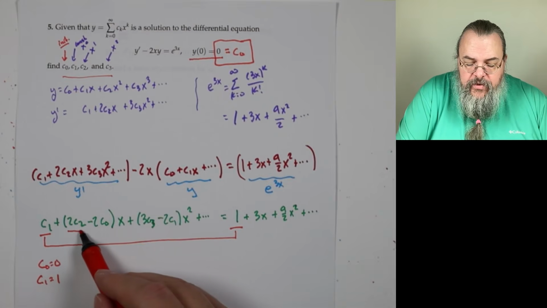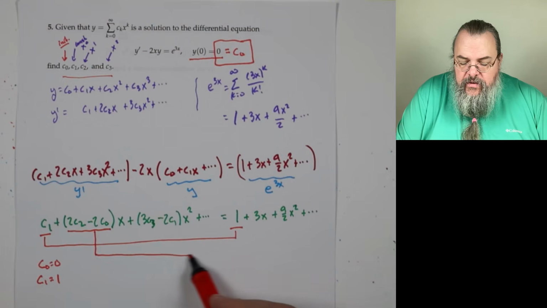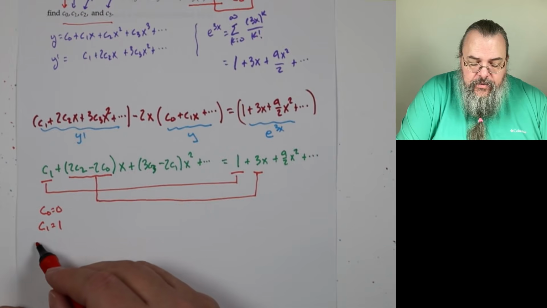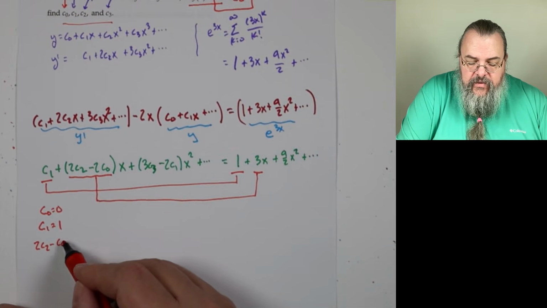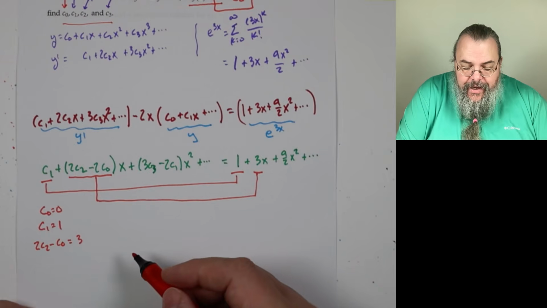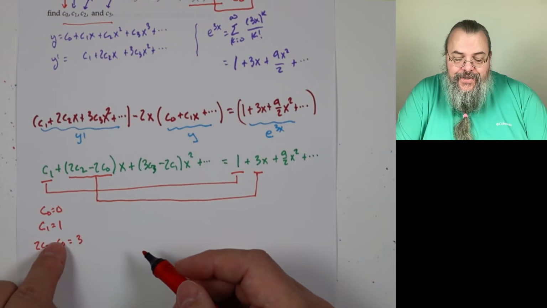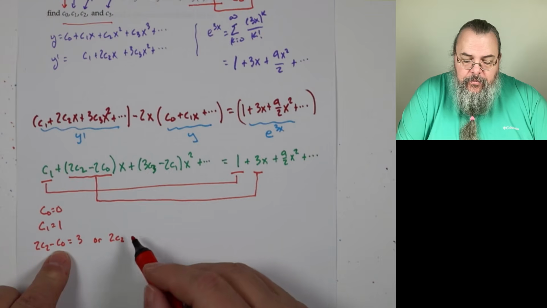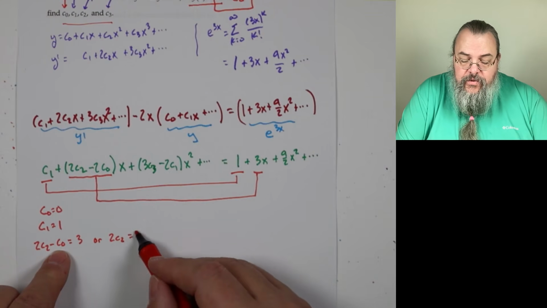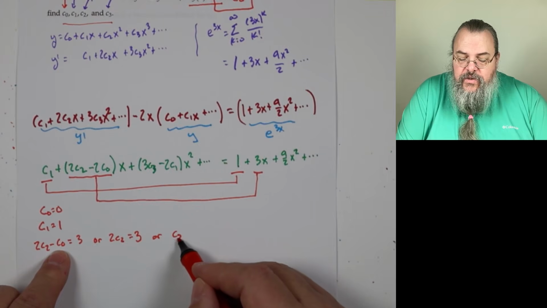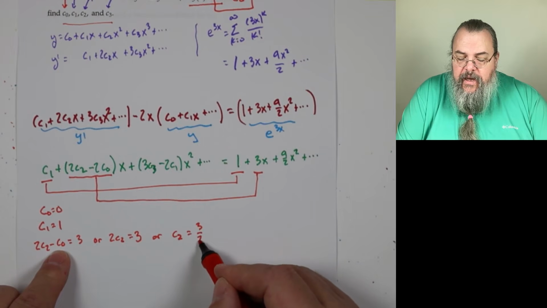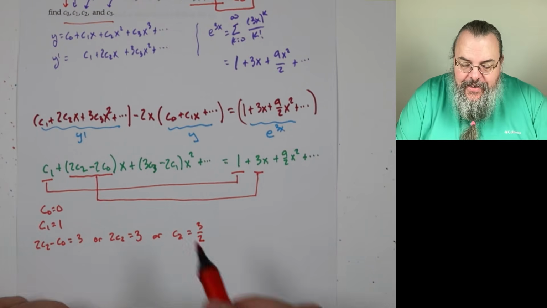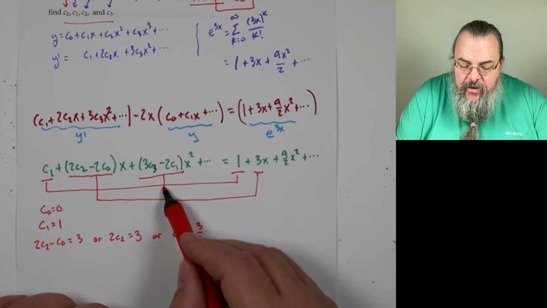Next, we go to the next term. 2c2 minus 2c0 has to match 3. Okay, so 2c2 minus c0 equals 3. But we know c0 is 0. Or 2c2 minus 0 equals 3. Or c2 is 3/2. Okay, good, good. Now we go to our next terms.